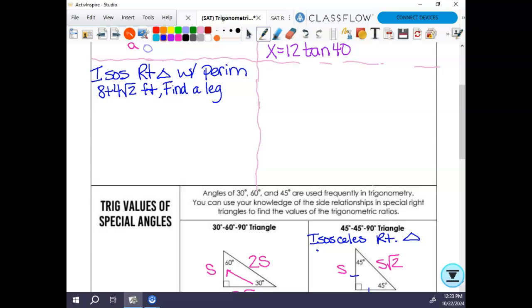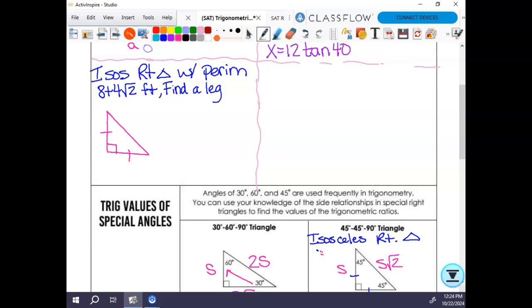What's another way to say isosceles right triangle? 45, 45, 90 triangle, right? They're the same thing, okay? They are the same thing, so I'm going to draw a triangle. Even if I wasn't sure about that, I need a right triangle. This is what makes it an isosceles right triangle. So again, hypotenuse is the longest side, and then I have 2 legs that would be congruent. That's what makes it an isosceles right triangle.